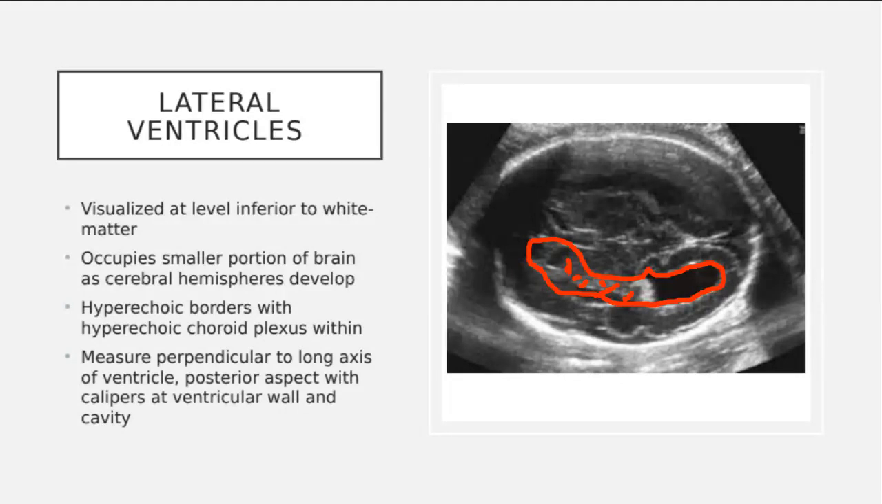Now, when we're doing a ventricular measurement, we want to be measuring perpendicular. So we have our ventricle nice and elongated, and we want to be measuring perpendicular, right? And you want to make sure that we are measuring to the wall. We don't want to include the wall. We want to measure to the wall.